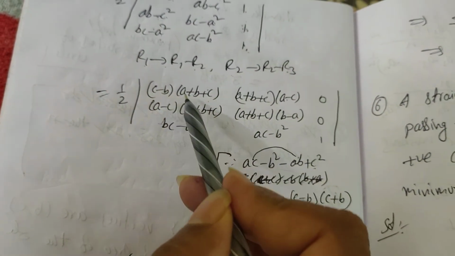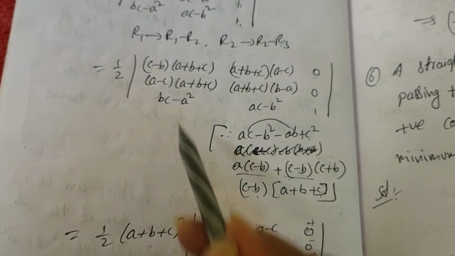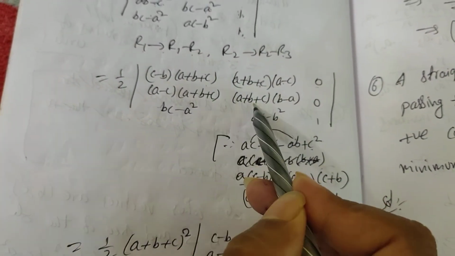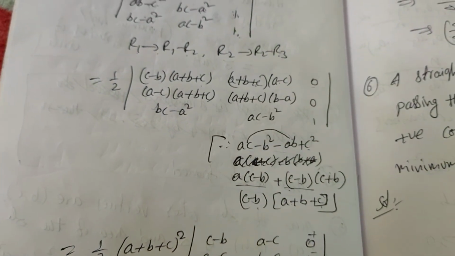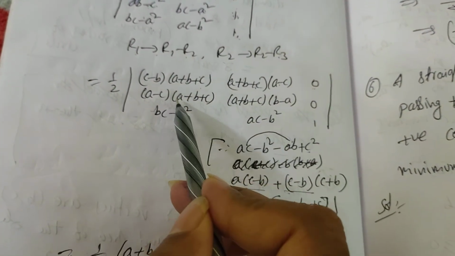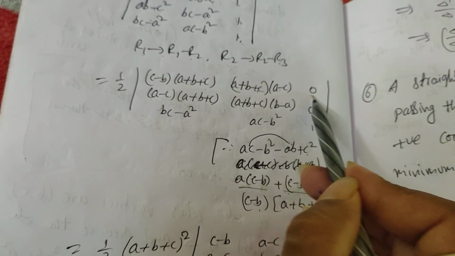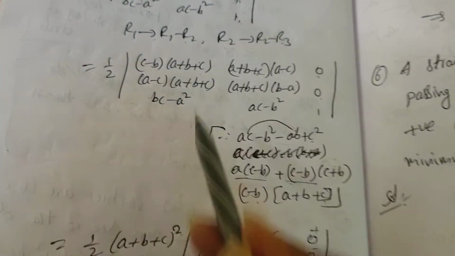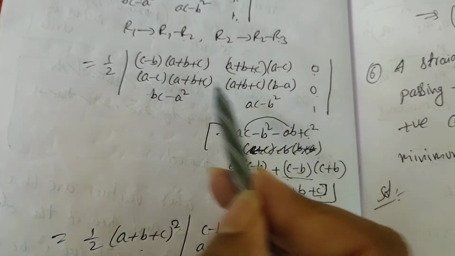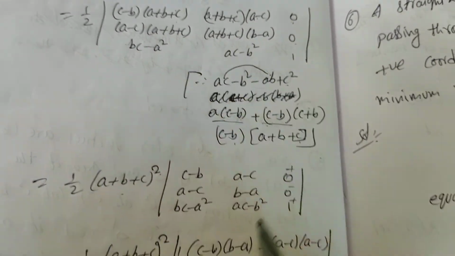So now from this row we have a plus b plus c common. You can take one a plus b plus c, and from the second row also we have a plus b plus c common. 0 for 0 no meaning, so no problem. So that's why a plus b plus c you can take from the second row, and a plus b plus c you can take from the first row. So we get a plus b plus c into a plus b plus c, that gives a plus b plus c whole square. Remaining c minus b, a minus c, 0, a minus c, b minus a, 0, bc minus a square, ac minus b square, 1.